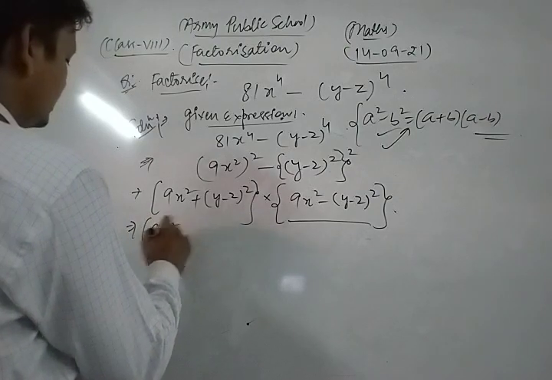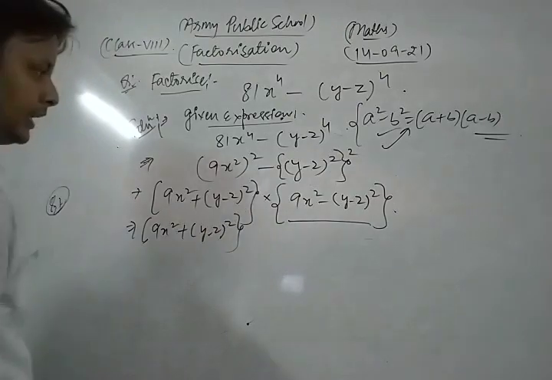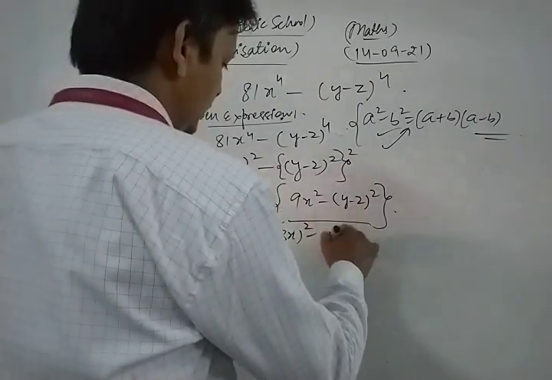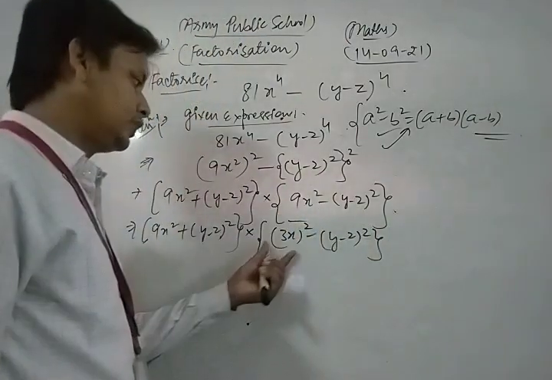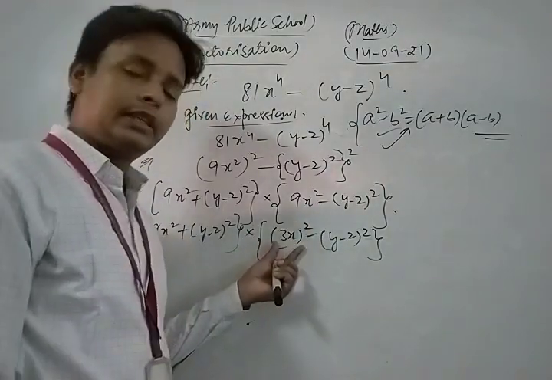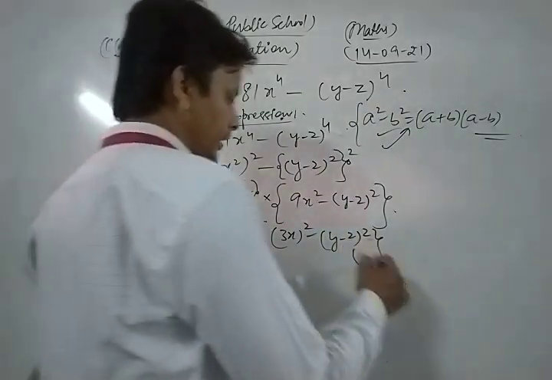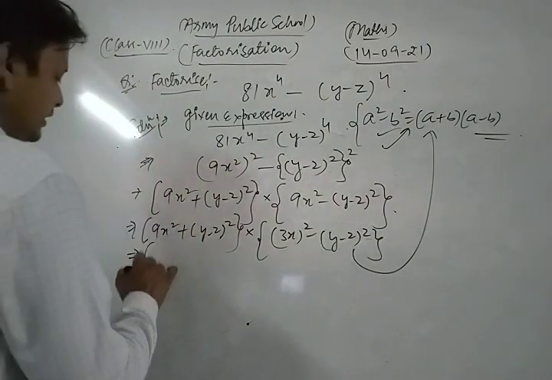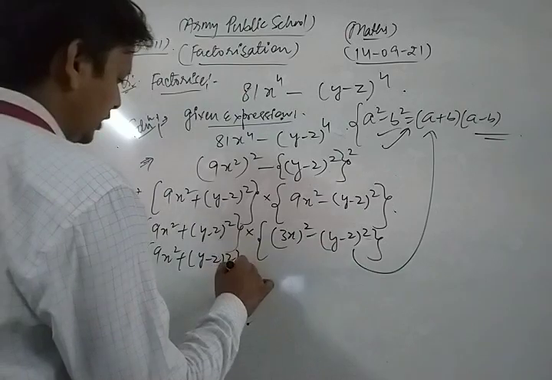So we can write it this way: 9x square plus (y minus z) whole square in one bracket. Now here we can write 3x square minus (y minus z) whole square. Now this is the identity a square minus b square. Here the value of a is 3x and the value of b is y minus z. So we further expand by using the identity a square minus b square.